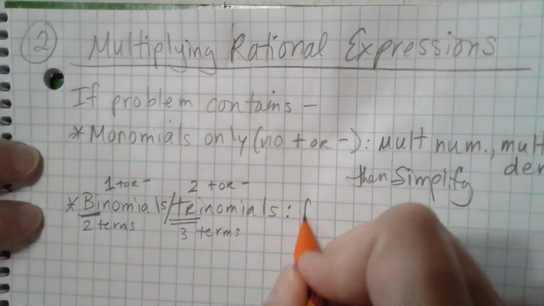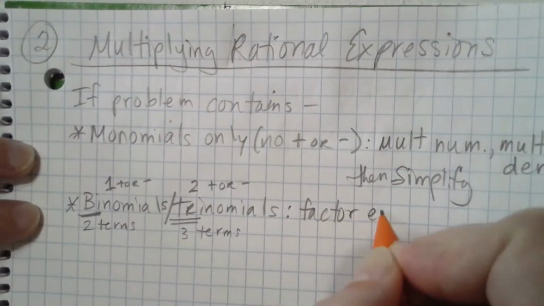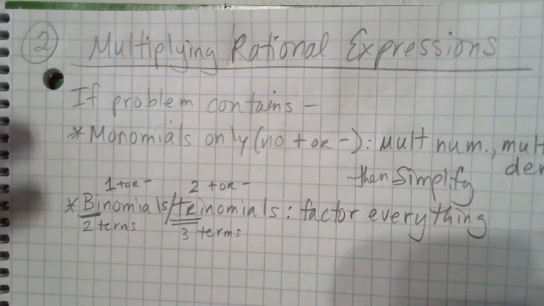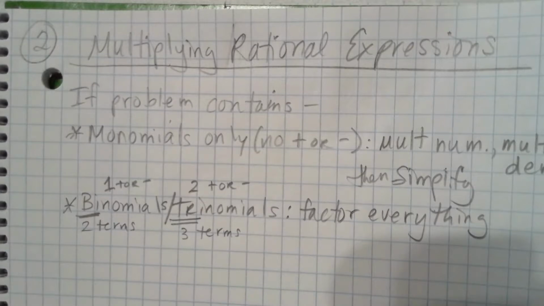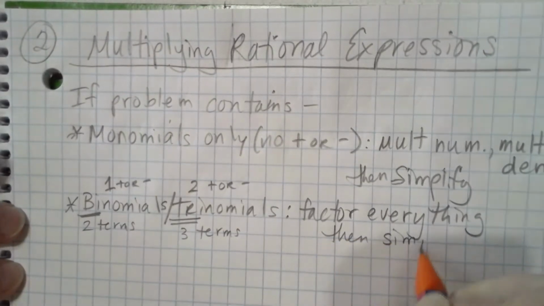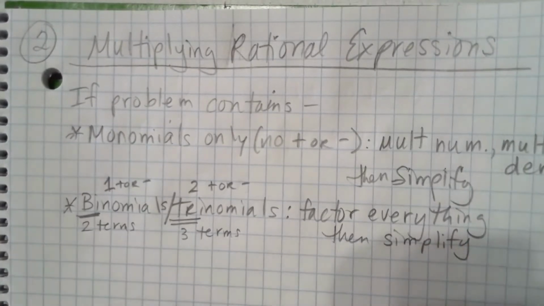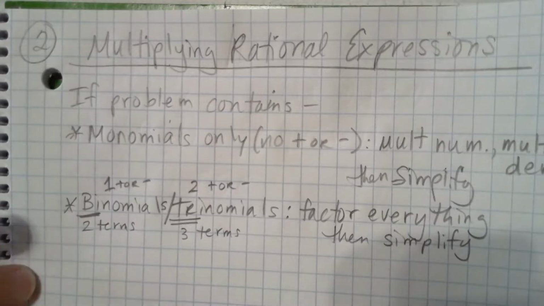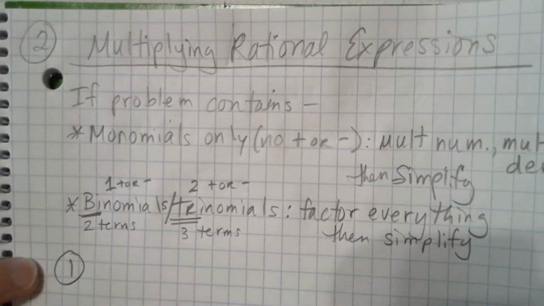For this we're going to factor everything like we did last time. Factor everything that we can first, and then we'll simplify. And by simplify, I mean we're going to be able to cross out some common terms from numerator to denominator. All right, so example number 1.